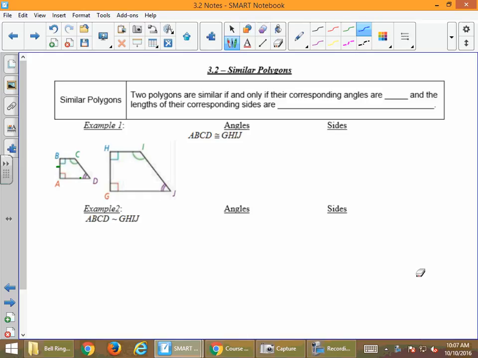Their corresponding angles are congruent. So the angles that match up are the same. And the lengths of their corresponding sides are proportional. Meaning if you were to set up the corresponding sides as fractions, you'd get the same fraction every time.